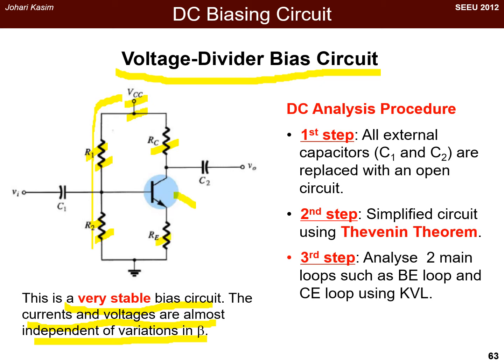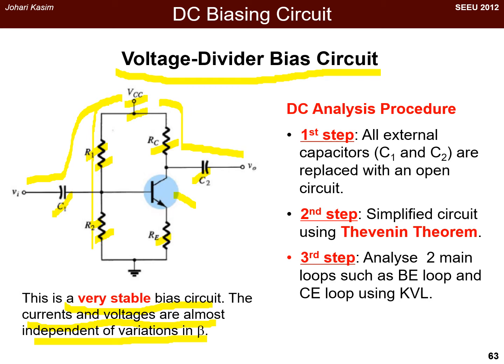point of the transistor BJT. The capacitor C1 is used to block the DC current from going through to the input voltage VI. The capacitor C2 is used to block the DC current to the output voltage VO.